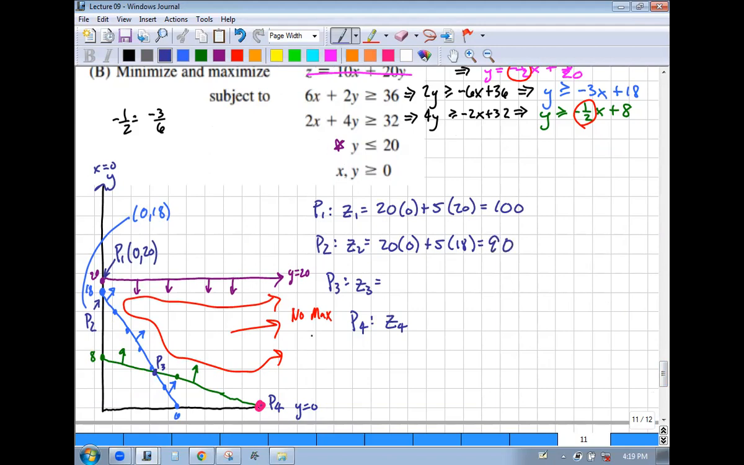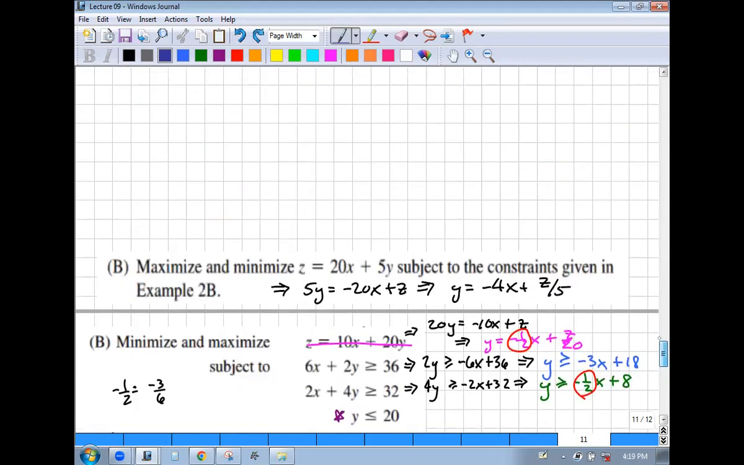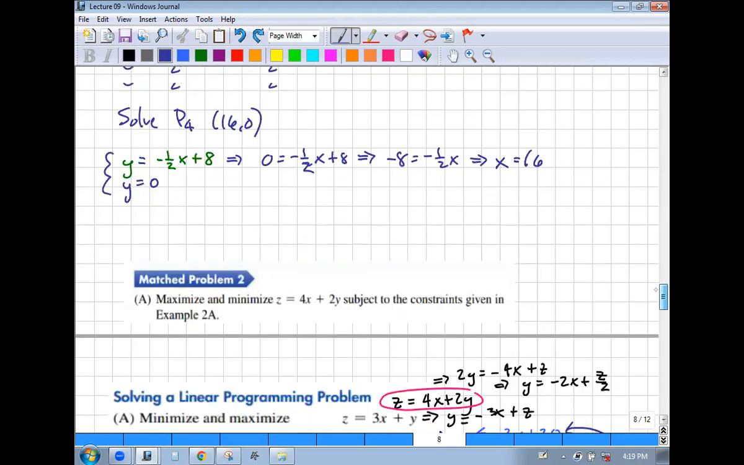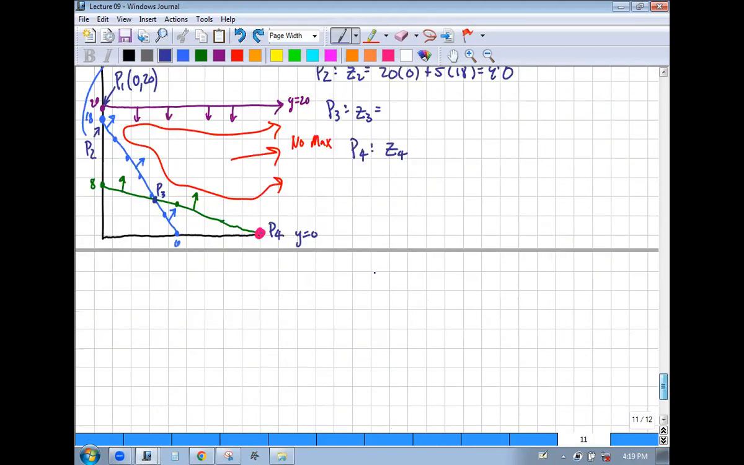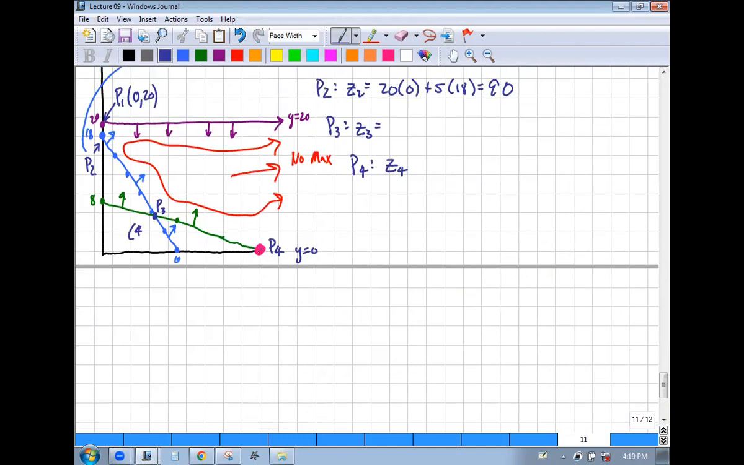Point 3, where's point 3? Did I not write it down? I have to go find it. Point 3 is (4, 6). So we replace our X with 4 and our Y with 6. 20 times 4 is 80. 5 times 6 is 30. So this gives us 110.